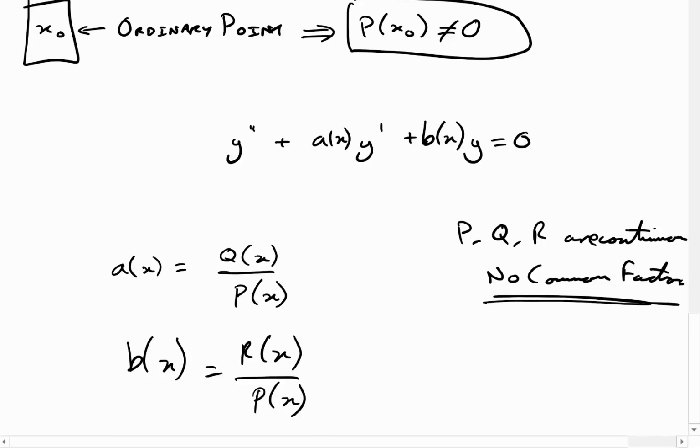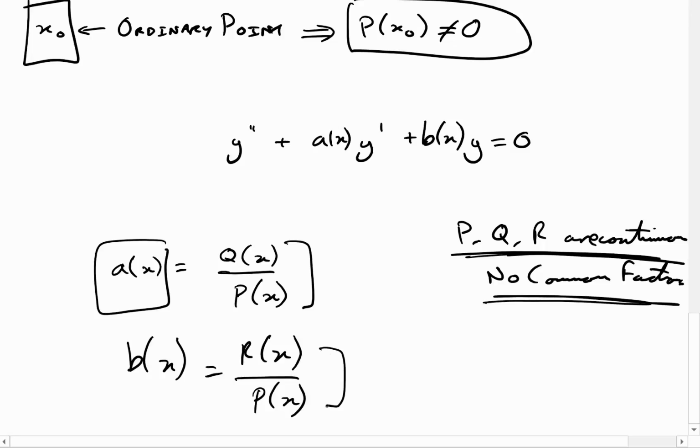And now let's look at the fact that P, Q, and R are continuous. Well, look what we've got here. We've got a continuous function over a continuous function which is not 0. So therefore, we're going to end up with a continuous function. So therefore, A is a continuous function. Same kind of logic with this: we've got a continuous function over a continuous function which is not 0. Therefore, B is also continuous.